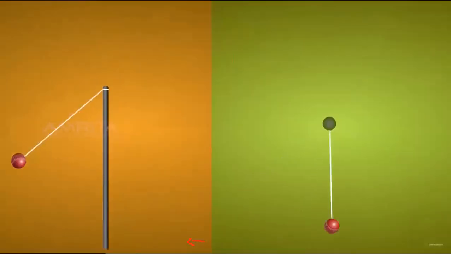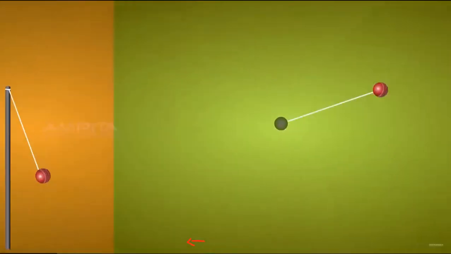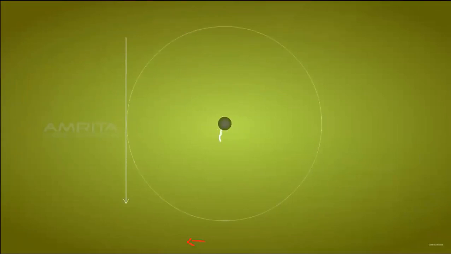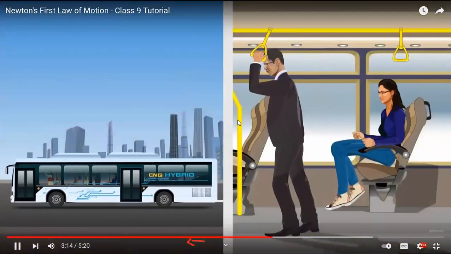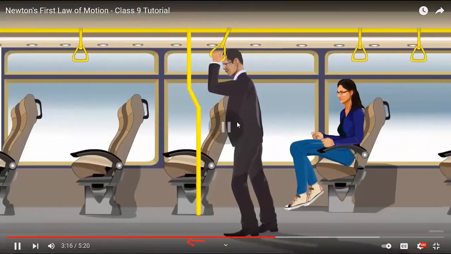Inertia of direction is the tendency of a body to oppose any change in the direction of its motion. With the application of sharp brakes, the bus stops all of a sudden. Now see, the bus suddenly stops. What happened, guys? The person goes forward, sir. The person goes forward. Why does the person go forward?